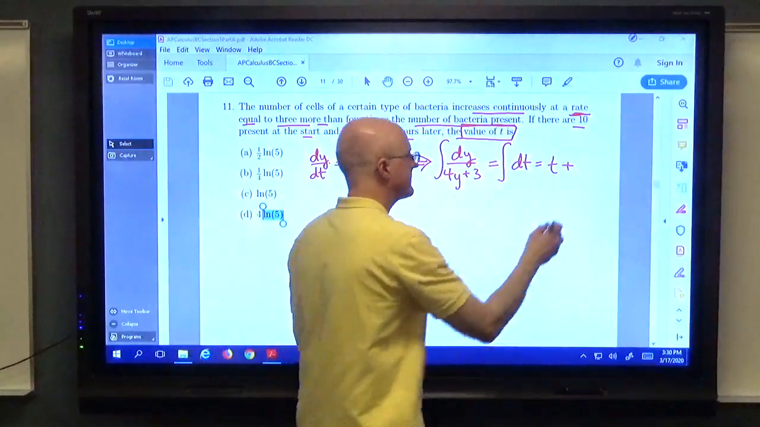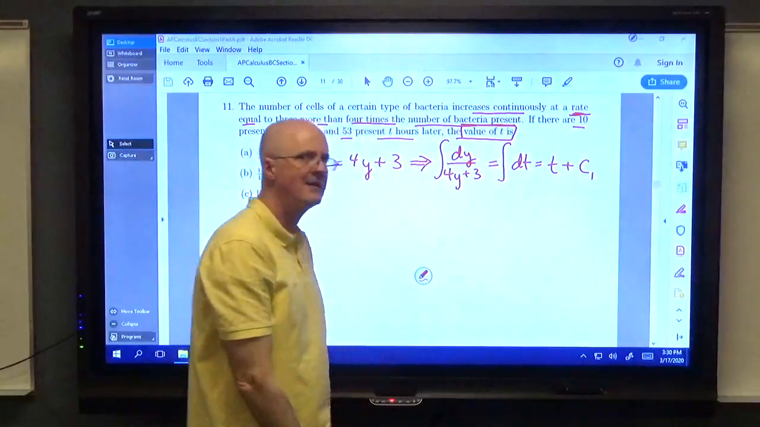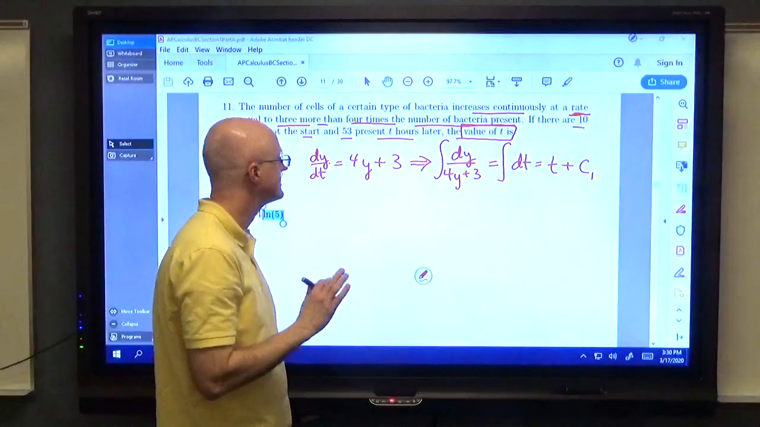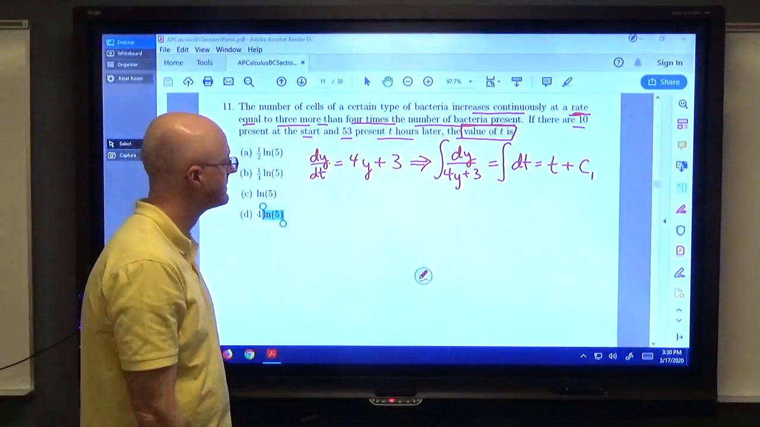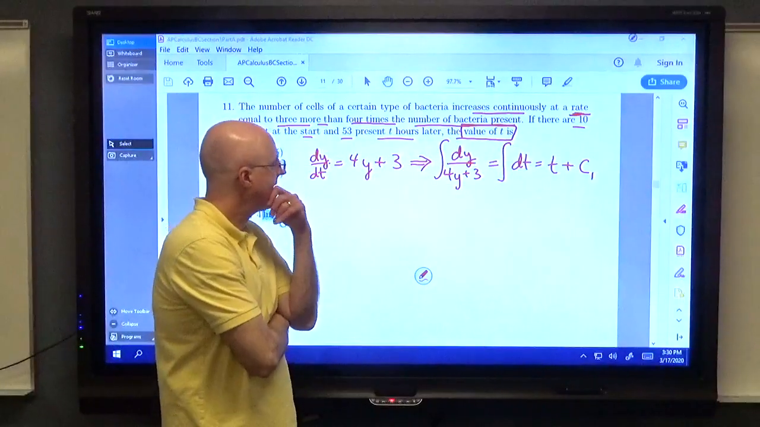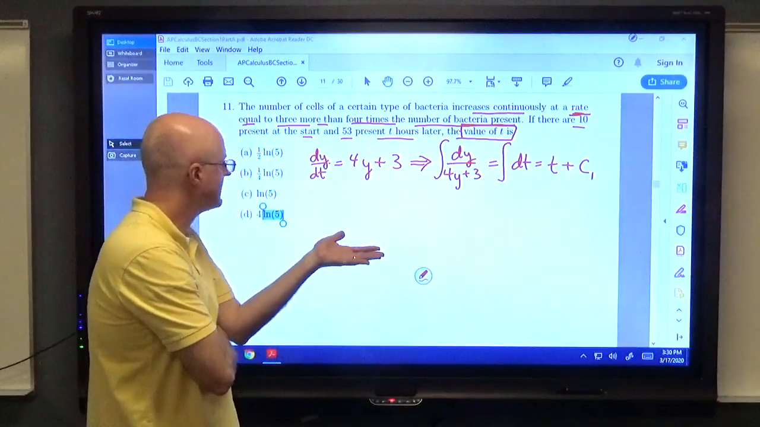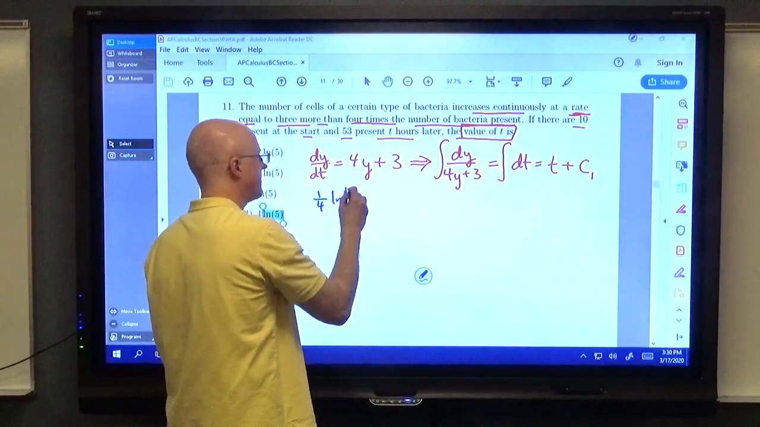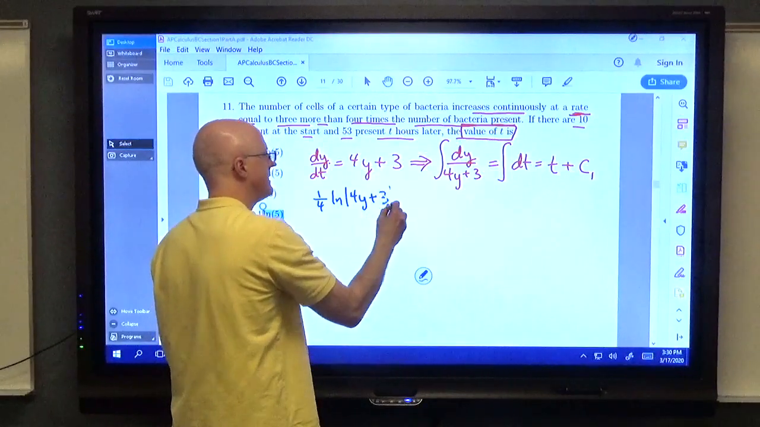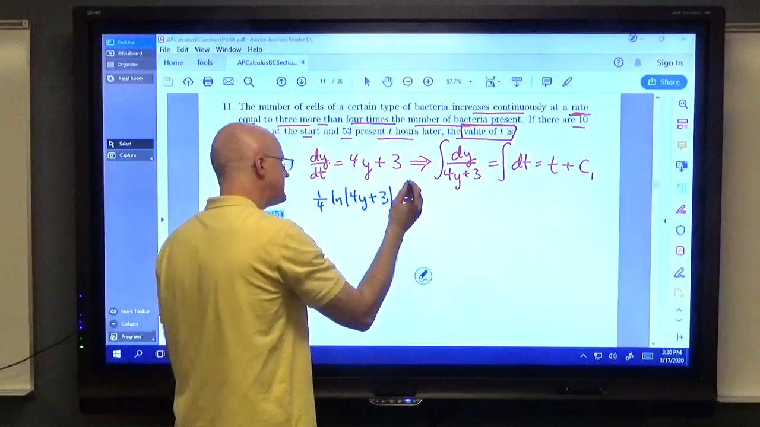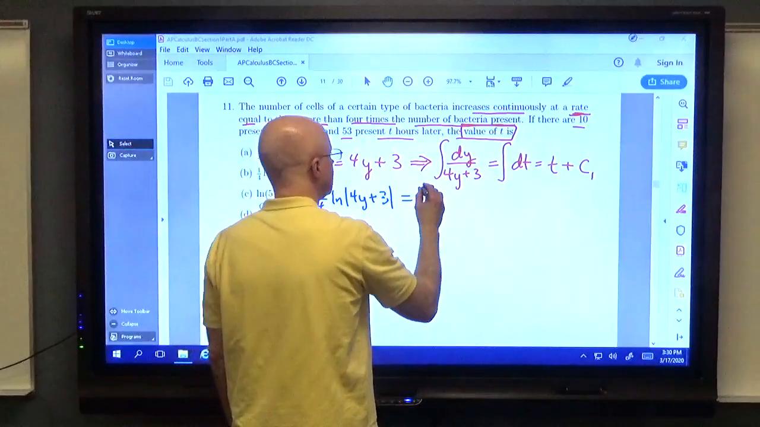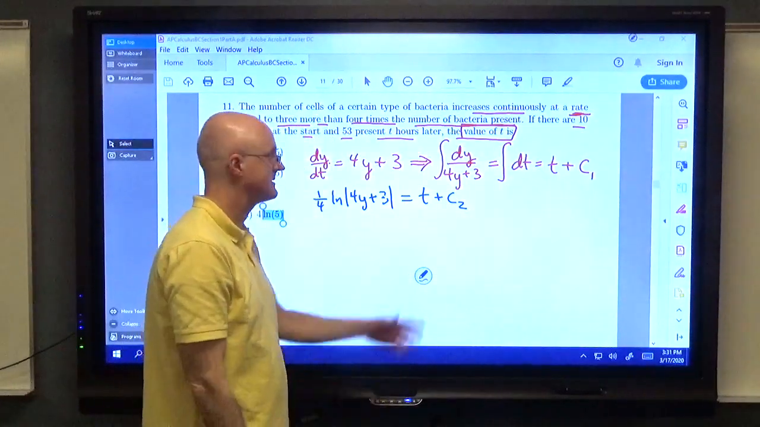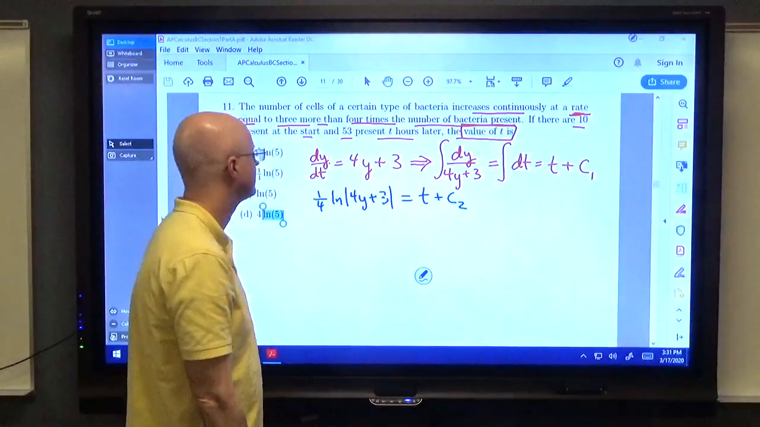I'm going to call this arbitrary constant C1 instead of C, because there's going to be a C2 and a C3 perhaps, and a C4 perhaps before I get my final C, just to keep those distinguished from each other. The left side, again, could be done with substitution, or could just be done by guessing. If you guess, you'll get 1/4 natural log of the absolute value of 4y plus 3 plus c, but then that c can be subtracted from both sides, and you can write this then as t plus, say, c2, where c2 is c1 minus the constant you get from the left side.